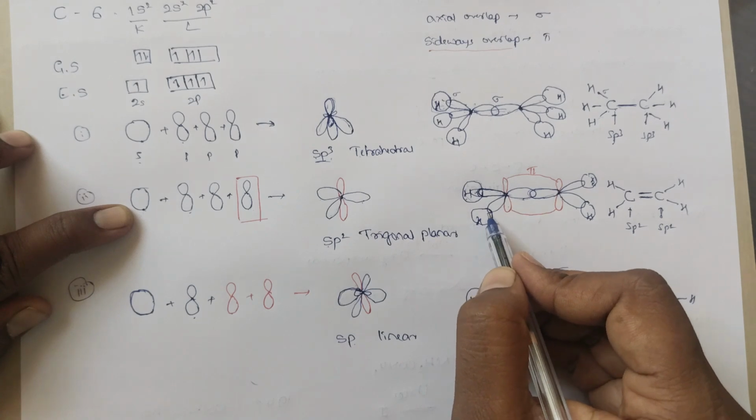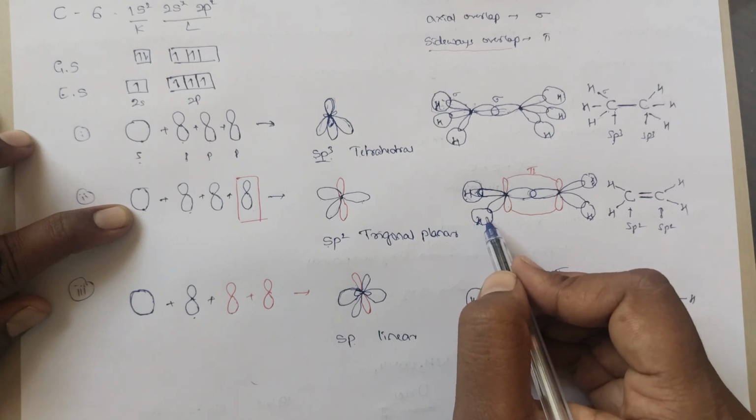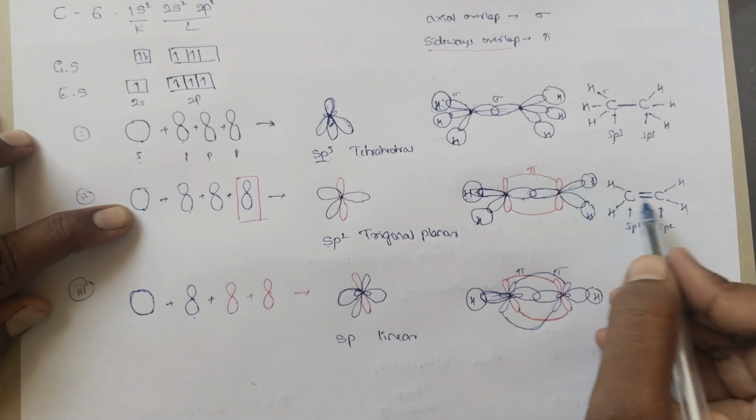Similarly, another hydrogen having a 1s electron, that is in the 1s orbital. These two sp2 orbitals overlap axially, so there is a formation of sigma bond. Here also there is a formation of sigma bond.